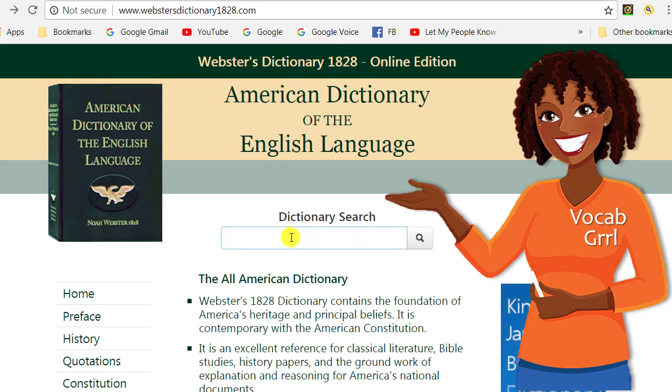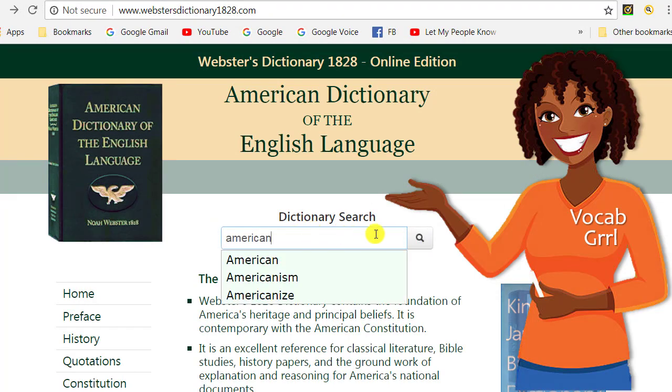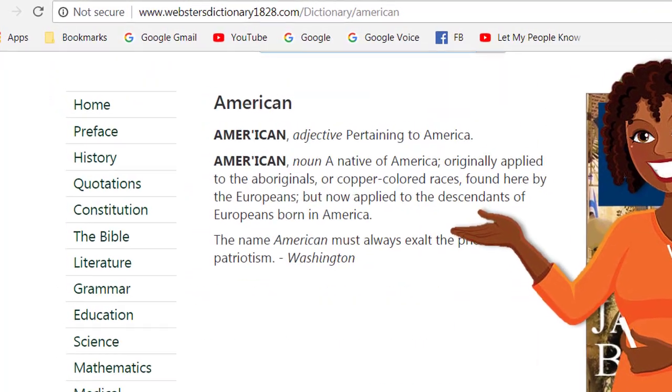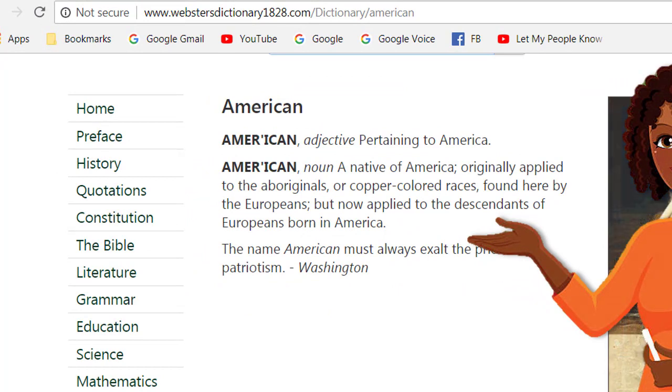According to Webster's 1828 dictionary, American is a noun, a native of America, originally applied to the aboriginals or the copper color races found here by the Europeans, but now applied to the descendants of the Europeans born in America. Let's read that again. The term Native of America was originally applied to aboriginals or copper color races found here by the Europeans, but now applied to the descendants of Europeans born in America.